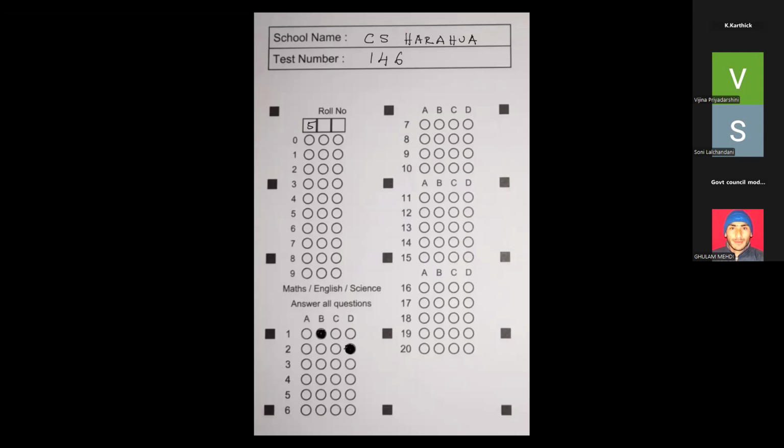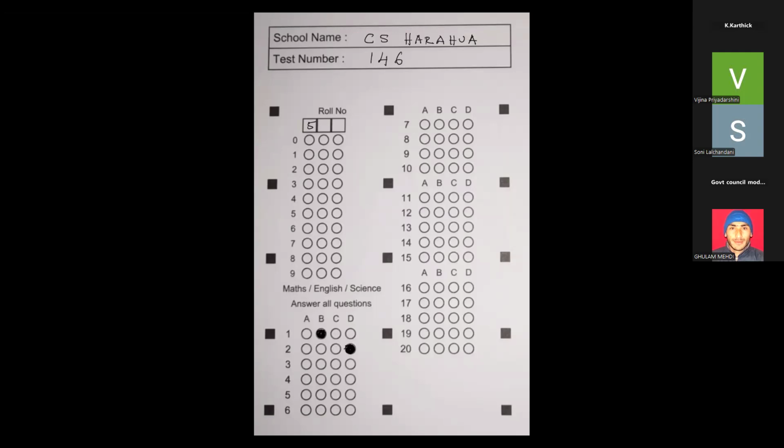Do not write anything else on the bubble sheet. This is very, very important. Do not write your name. Do not write your class. Do not write your section. Only school name, test number and roll number should be there.